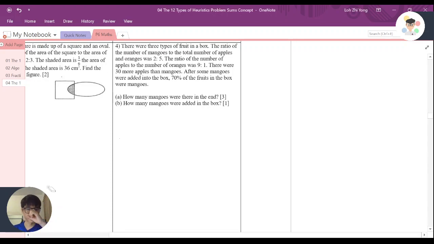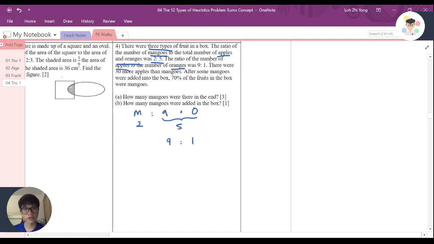Now, here it says that there were three types of fruits in the box. The ratio of the number of mangoes to the total number of apples and oranges was 2 to 5. So basically, there are mangoes, apples and oranges. For mango I have 2, but for apples and oranges I have 5. And now it says the ratio of the number of apples to the number of oranges is 9 to 1. So here is 9 to 1.